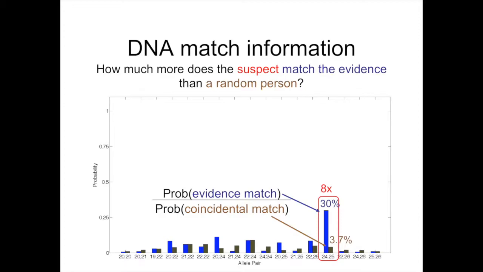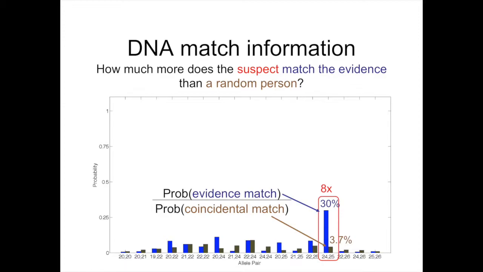So we still have the same evidence distribution in blue. That's the same that we had before. But now there's also next to it a random population genotype from a randomly constructed person from these population databases that governments and companies create. And that's in brown. The first thing you see is the blue pattern and the brown pattern are different. So we know there's information here.